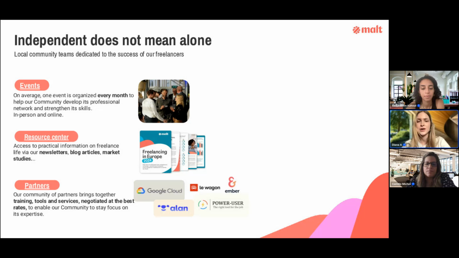But we also have our newsletters, blog articles, market studies, everything that is available to you if you're part of our Malt community platform. And obviously, last but not least, is our partners. We try to negotiate the best deals for you. You get access to Leeuwagen at a best price, Google Cloud Training, Power User. A lot of the partners will be the local ones that you will see once you log into your local profile, but we have a couple of global profiles. As I've mentioned, Leeuwagen and Google Cloud is available across all of the markets.